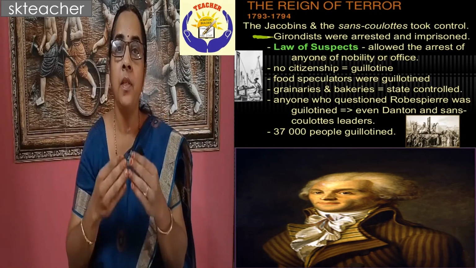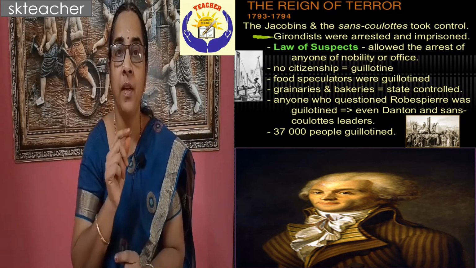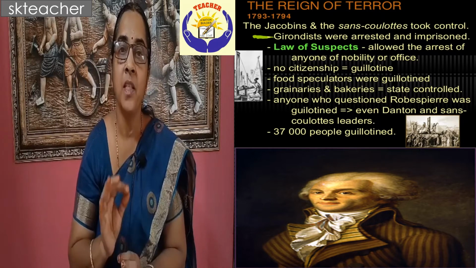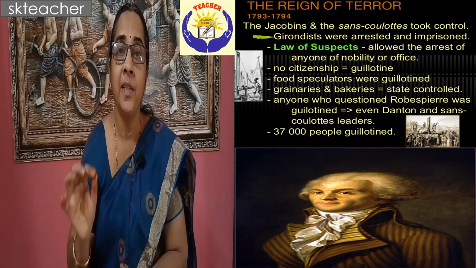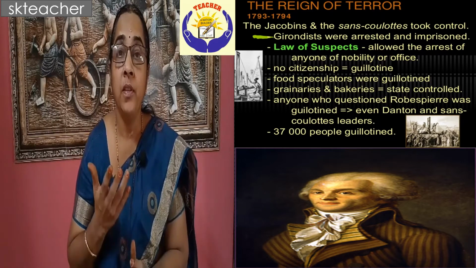Now, the power is taken by the Jacobin Club. Only one year they ruled, 1793 to 1794, under the control of Maximilien Robespierre. And this period is described by historians as the Reign of Terror. What is this Reign of Terror?